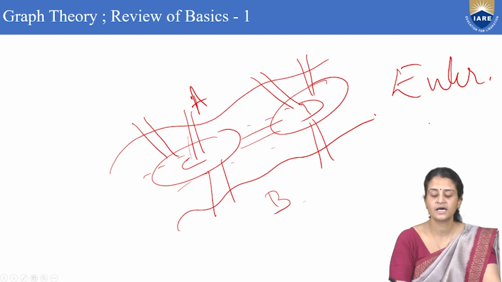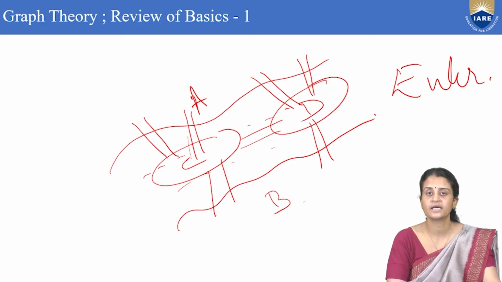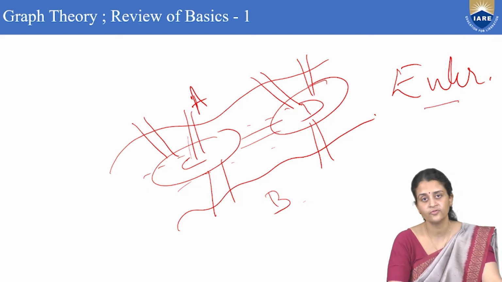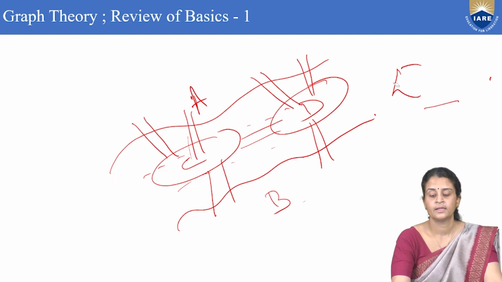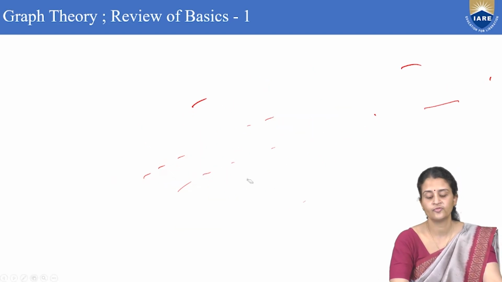And Euler is the first person to convert a real-life situation to this network of points and lines. And so Euler is termed the father of graph theory. And now we will be giving the formal definition of a graph.